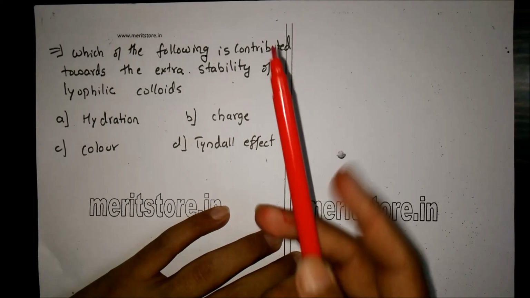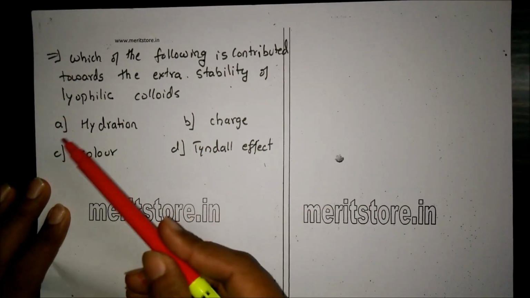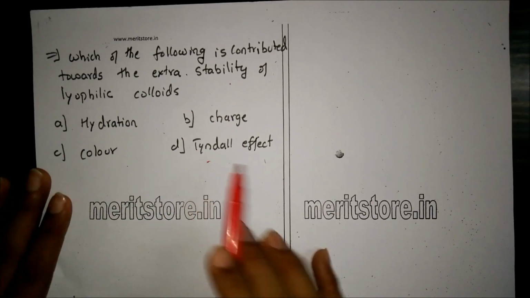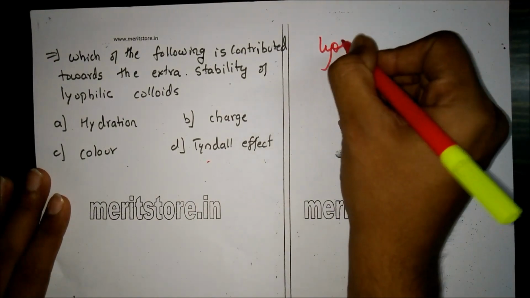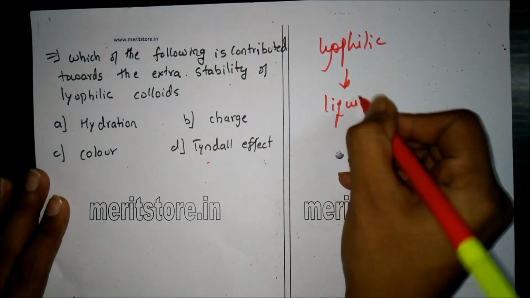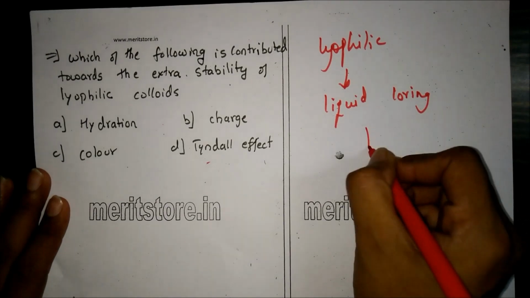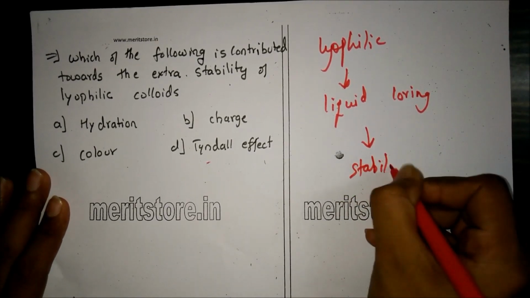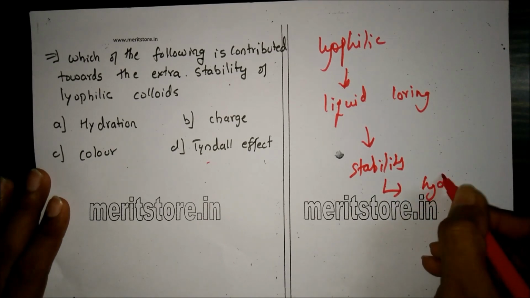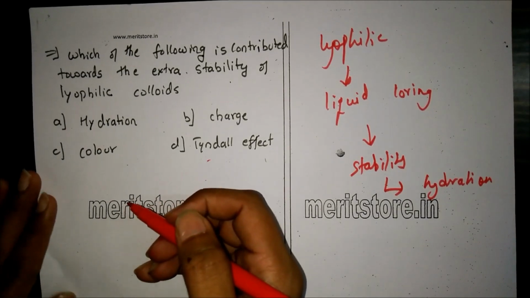Which one of the following contributes towards the extra stability of lyophilic colloids? A. Hydration. B. Charge. C. Color. And D. Tyndall effect. Now, what is lyophilic? Lyophilic means liquid loving. Therefore, in order to bring extra stability to these, hydration is required. Out of all these four options, the correct option is A, hydration.